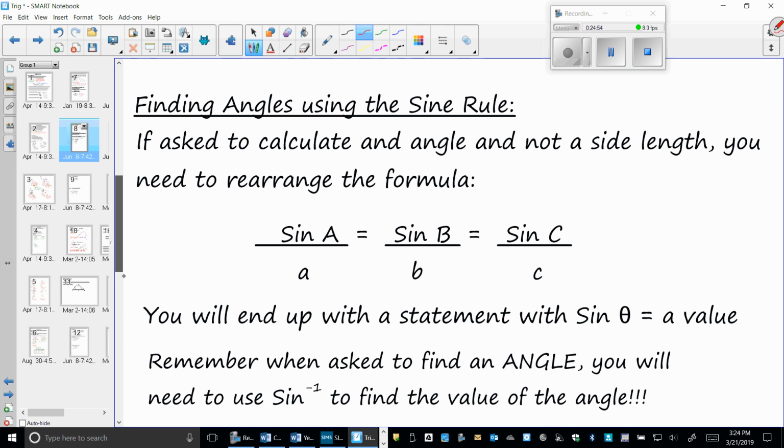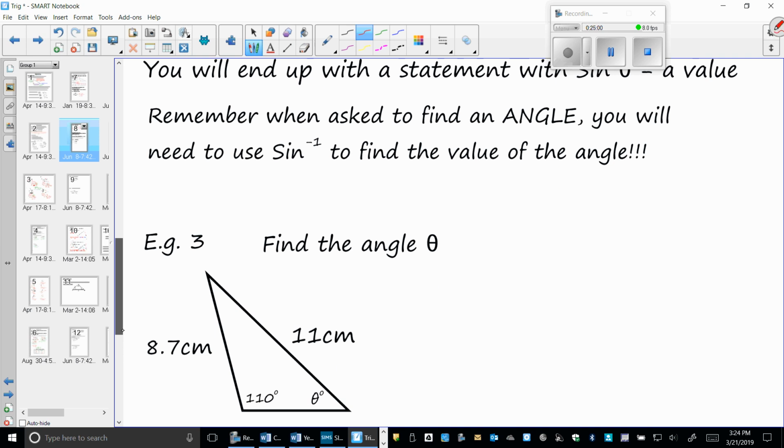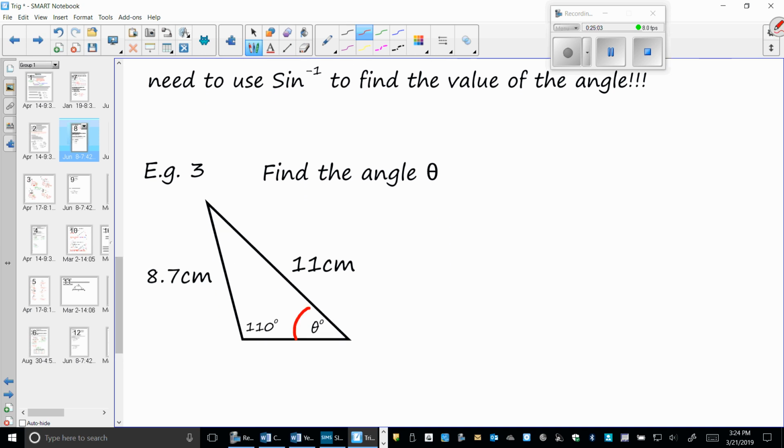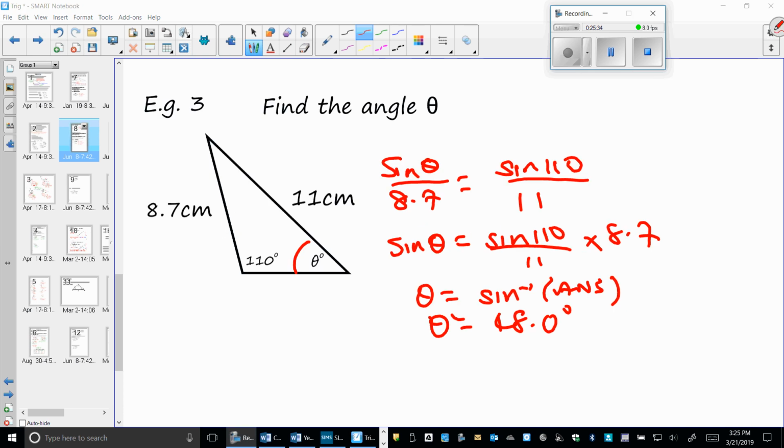Finding angles, as I said, for this one you just flip everything the other way. It's easier to start with the sines on the top. So if we've got to find this angle, we'll start with sine theta over 8.7 equals sine 110 over 11. Make sure your sines are level and your lengths are level. So sine theta is sine 110 over 11 multiplied by 8.7. Then your final step is to inverse sine that answer. So we've got 48.